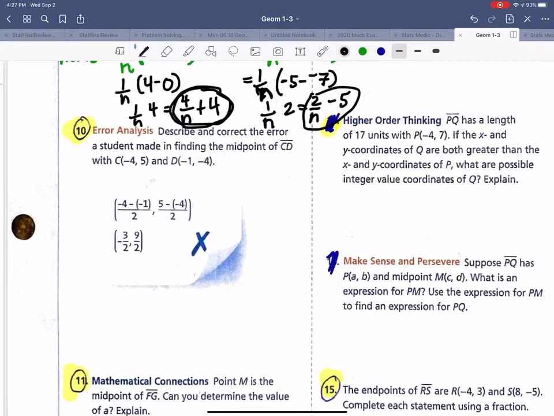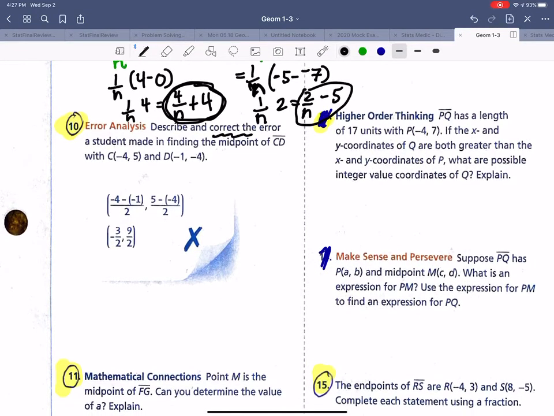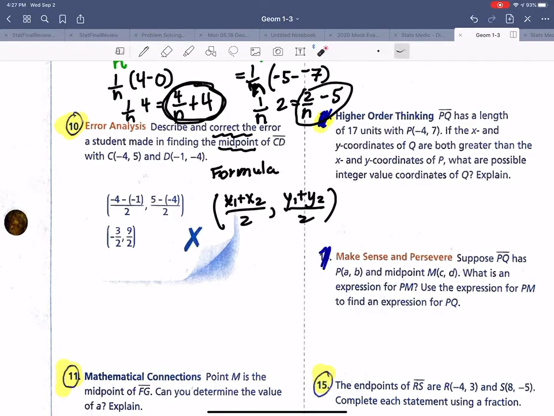Now this one you should definitely be able to do. It says, describe and correct the error that a student made finding the midpoint. We used a 4-step process, a formula. Looking at our notes for example 1, we add the x values, divide by 2, and then add the y values and divide by 2. Let's see if they did that. My x values are -4 and -1. Did they add -4 and -1? Oops, no, they didn't. So I think we found the error already.